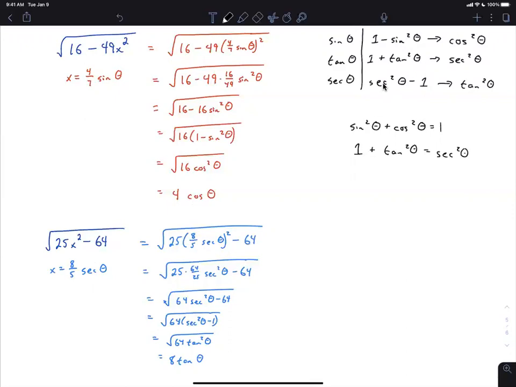Now, what I want you to try to figure out is on this problem, let's make it the square root of 9x squared plus 4. Take a minute and write down, and don't work the whole problem out, but write down what x should equal. So it should be a fraction and then a trig function, and check it with me in just a second if you're wrong. I'll give you a minute or so to do that.